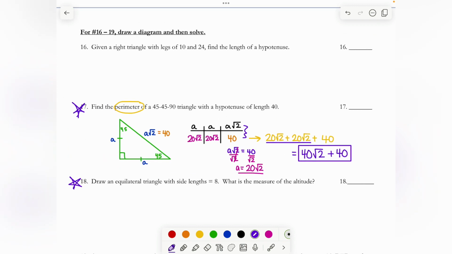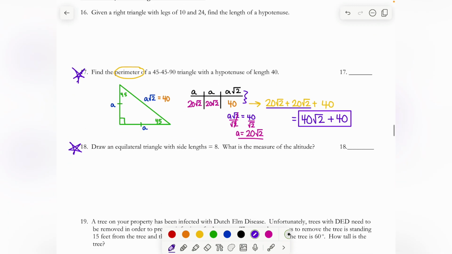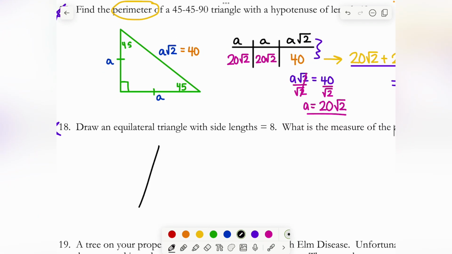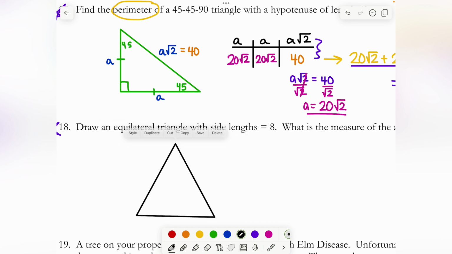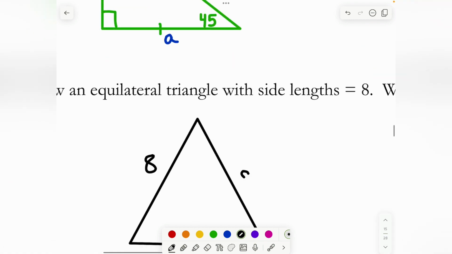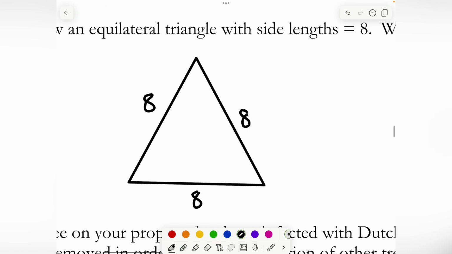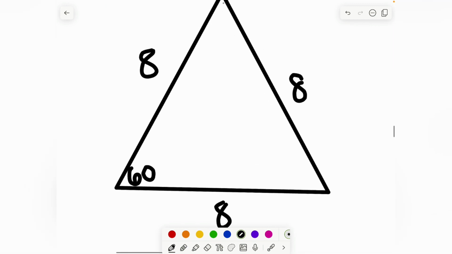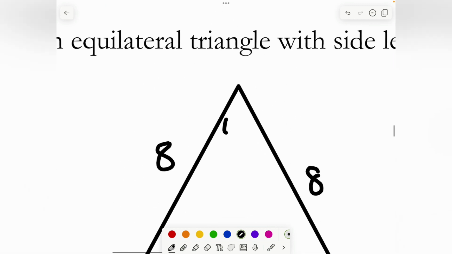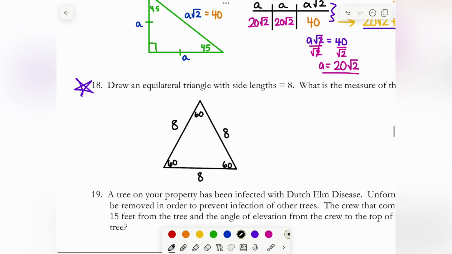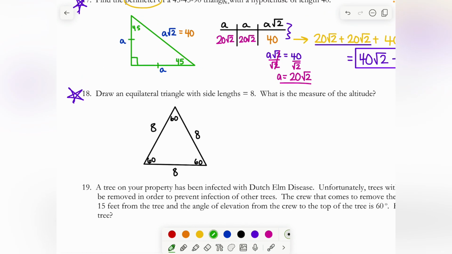So now we'll do 18. It says draw an equilateral triangle with side lengths 8. So I'm going to draw a triangle here. This should be an equilateral triangle. The side lengths are all 8. Remember, equilateral triangles have measures of 60 degrees on each angle. And then it says, what's the measure of the altitude?